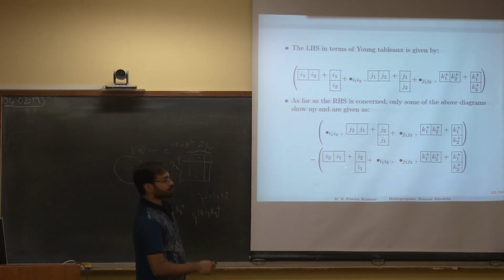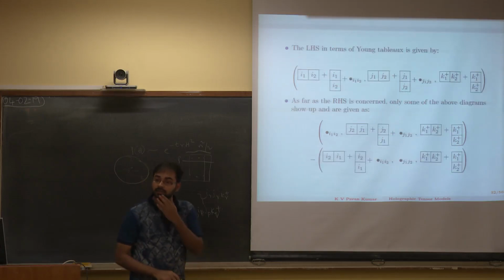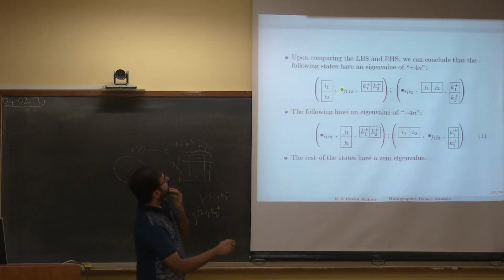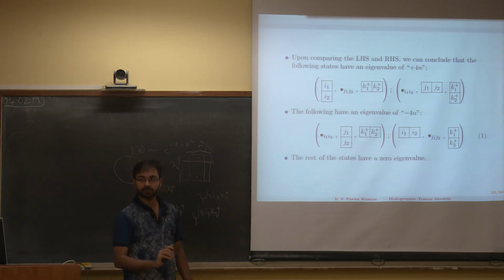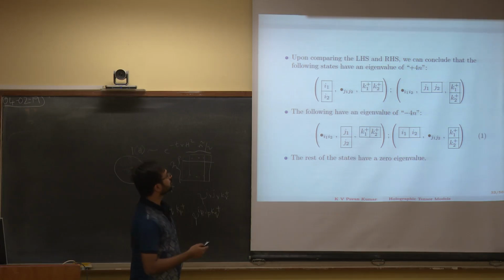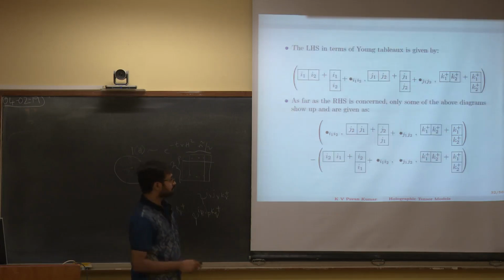Yeah, and also we can see that the right hand side has only a subset of the possibilities which are possible here. The eigenvalue is either 0 or 1. No, for example, just by comparing, we know that this and this are eigenstates with eigenvalue 4n, and these things have eigenvalue minus 4n, and the rest of the states have a 0 eigenvalue.